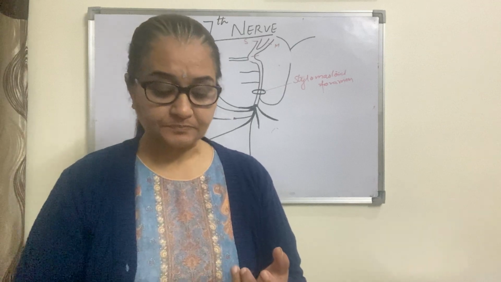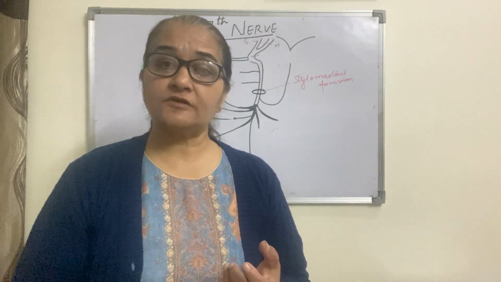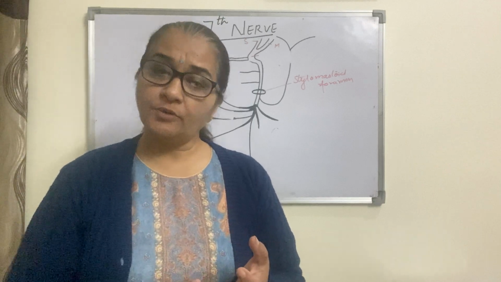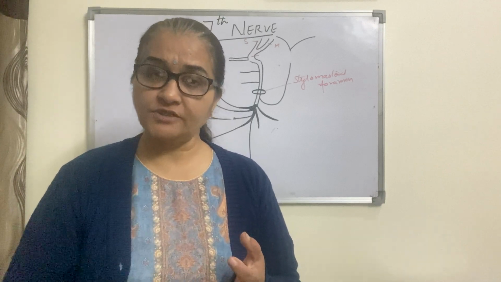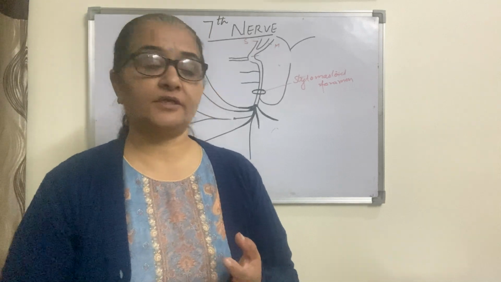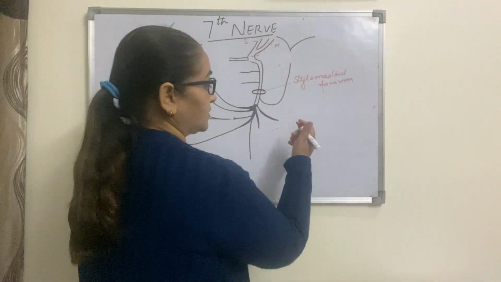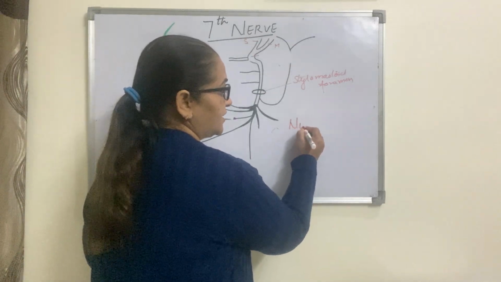facial nerve. Secondly, this nerve is a mixed nerve. It has both motor and sensory components. The sensory component of this nerve is given the name nervus intermedius. So another name for the sensory part of the facial nerve is nervus intermedius.